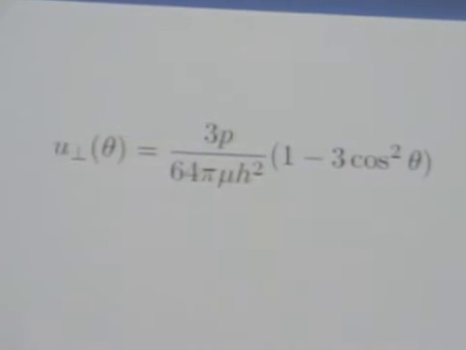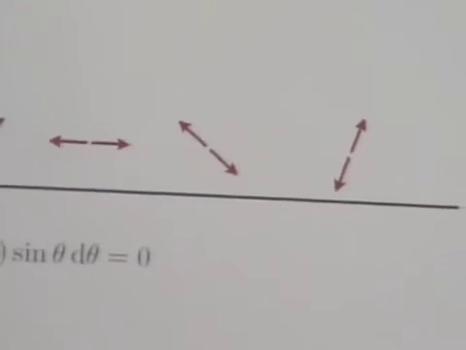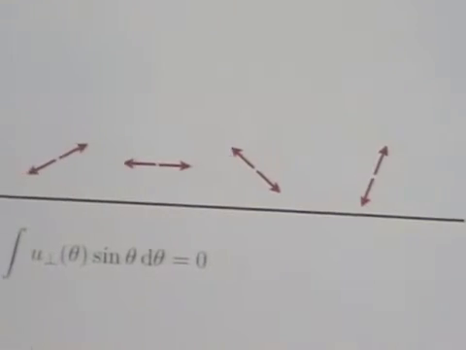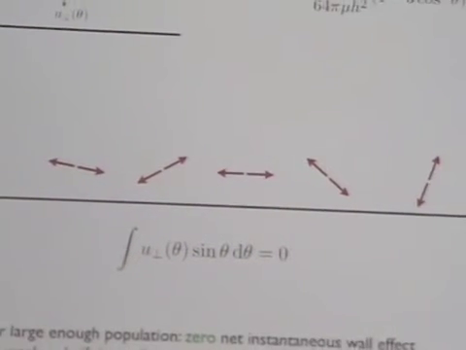Not only that, if you take a suspension of cells, and they're all at the same distance from the wall, h is the same for all of them, but they sample all the different orientations, so they're uniformly distributed in orientation, the net effect of the wall is 0. Okay?